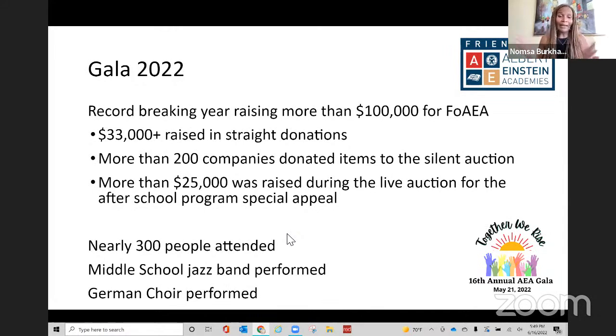As you can see, we had over $33,000 raised from straight donations. More than 200 companies donated items for the silent auction, and also more than $2,500 was raised during the live auction for after school programs, which is an amazing feat for our community.